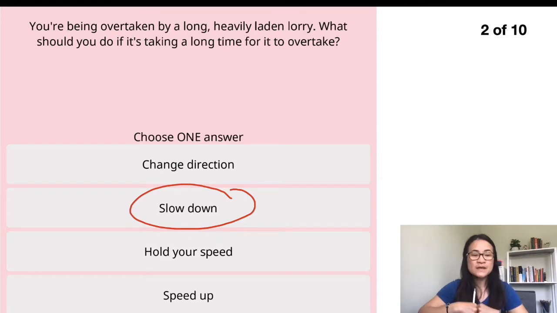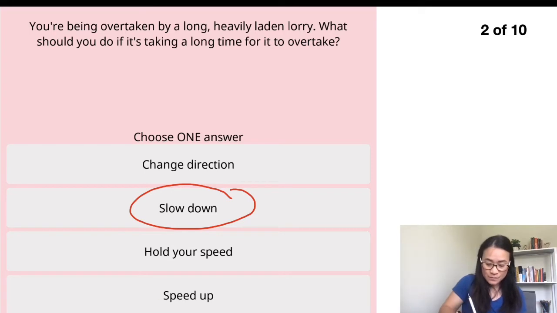The third one said hold your speed. It means you're doing nothing. It does not make life easy for the car that is about to overtake you at all. Speed up, forget about it. You don't want to speed up because they're trying to overtake you, they're trying to cut in front of you. If you speed up, it's going to cause an accident. So never speed up.